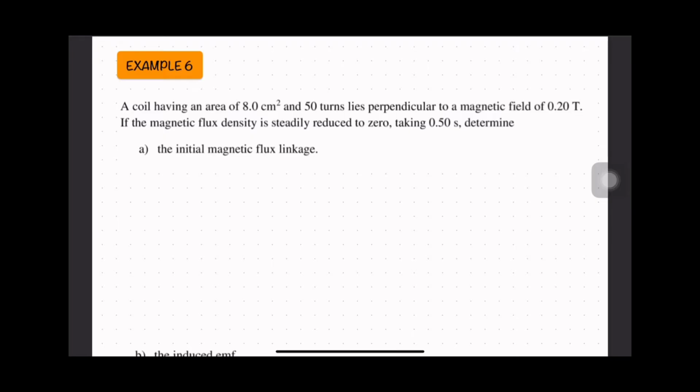Okay, next is example 6. A coil having an area of 8 cm square and 50 turns lies perpendicular to the magnetic field of 0.2 Tesla. If the magnetic flux density is steadily reduced to 0, taking 0.5 second, determine the initial magnetic flux linkage.